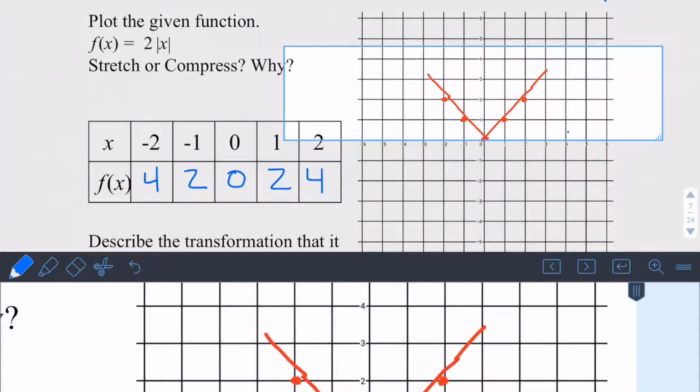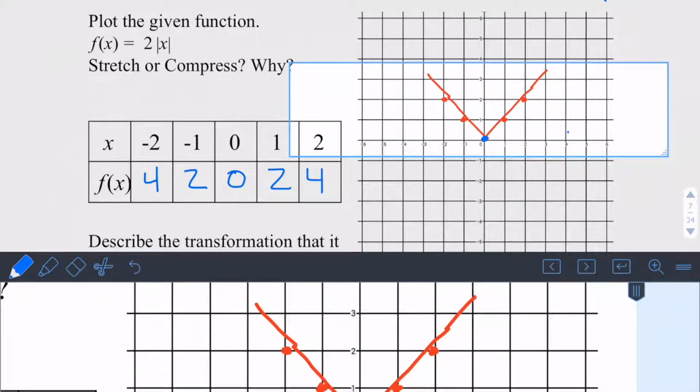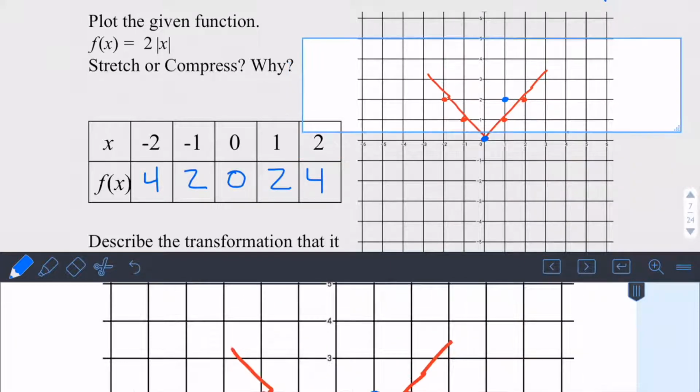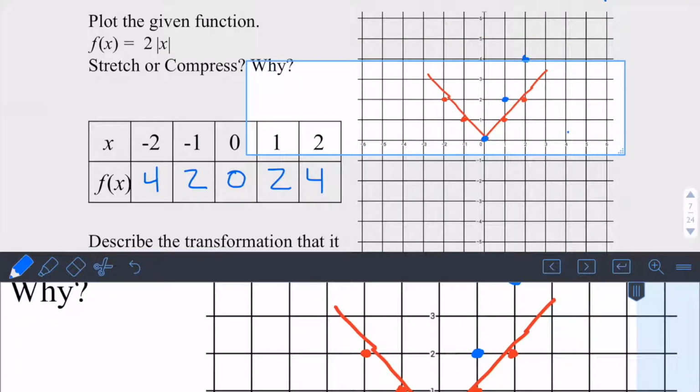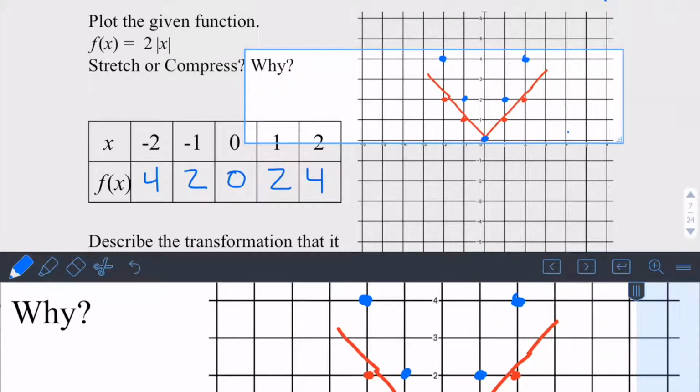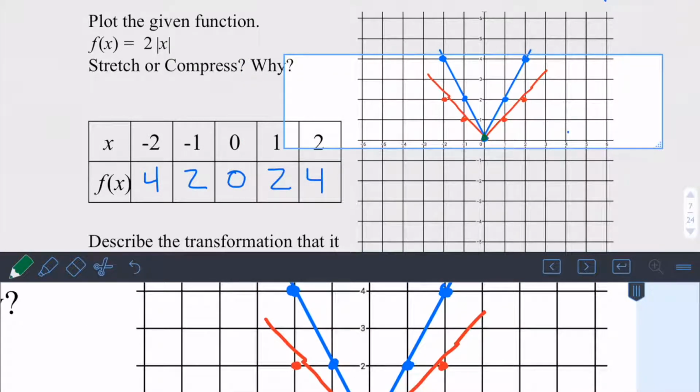And at 0, 0, I'm still in the same spot. However, if I go to 1, I'm no longer at 1, I'm at 2. And if I go to 2, I'm no longer at 2, I'm at 4. Coming this way, at negative 1, I'm no longer at 1, I'm at 2. And at negative 2, I'm no longer at 2, I'm at 4. Drawing in my graph will allow me to see and compare that my origin point stayed the same. However, each one of my other points went up by a factor multiplied by 2.